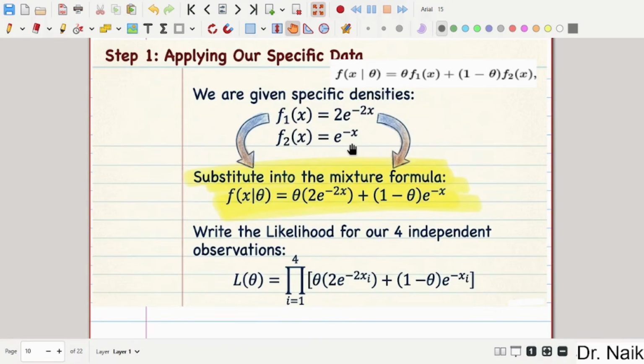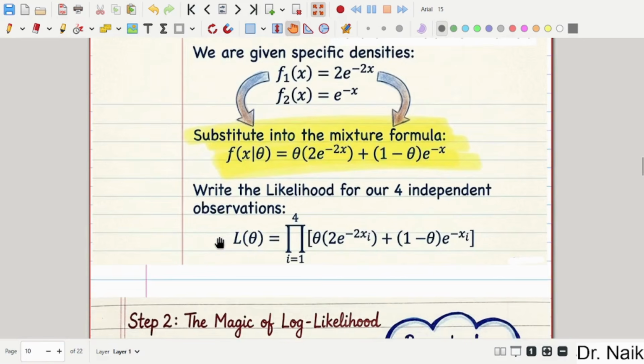Now substitute this in our formula. So f of x given theta is equal to theta multiplied by 2e raised to minus 2x plus 1 minus theta multiplied by e raised to minus x. So write our likelihood for our 4 independent observations. L of theta is equal to the product from 1 to 4 of theta times 2e raised to minus 2xi plus 1 minus theta times e raised to minus xi.